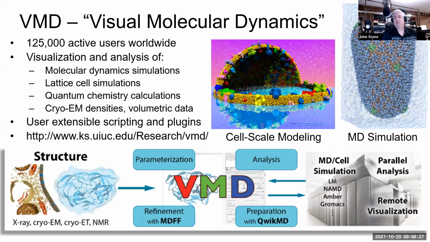VMD is used for preparing structures and simulations, and for analyzing and visualizing the results of those simulations. VMD works with all the major molecular dynamics packages. It also works with lattice cell simulations, quantum chemistry calculations, and it has a lot of features for working with experimental structure data such as cryo-EM density maps, tomograms, and so on.